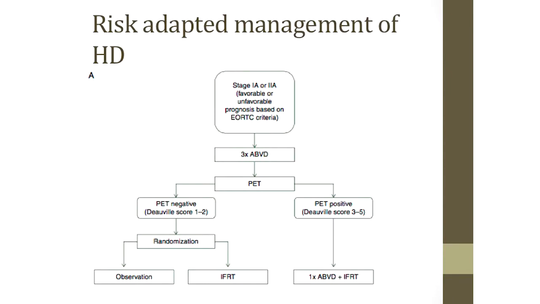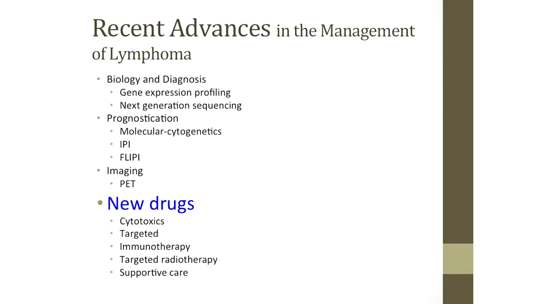But there are many studies now, called risk-adapted management of either early stage or advanced stage Hodgkin's disease, where that question is being addressed using a PET scan after maybe 6 weeks of treatment. And now I'm going to spend most of the time, I hope I have some time left, to talk about new drugs for lymphoma. Predominantly non-Hodgkin's, but I will touch upon some drugs for Hodgkin's. I'm going to focus on cytotoxics, targeted, and immune therapy drugs.